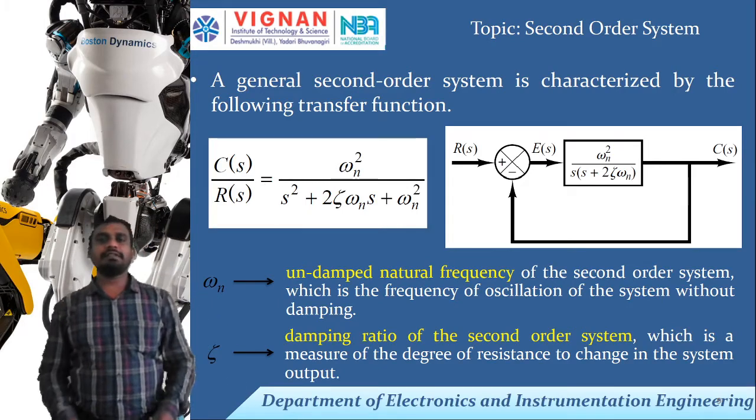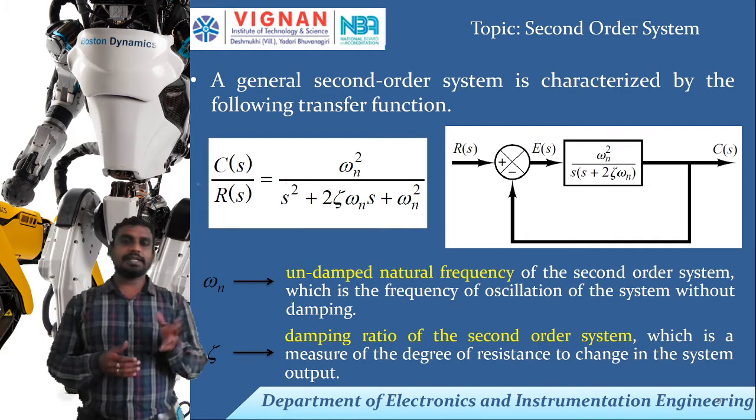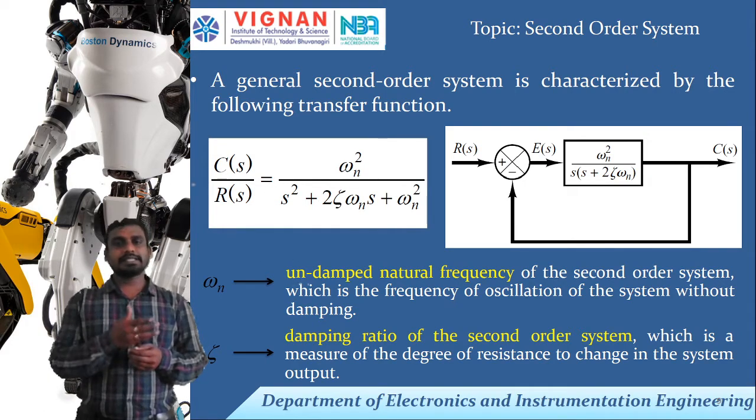In the previous class we discussed what a second order system is and derived the expression for the second order system, and we also came across the topic of damping ratio and natural frequency. For different sets of damping ratio, we discussed how the system performs, right?